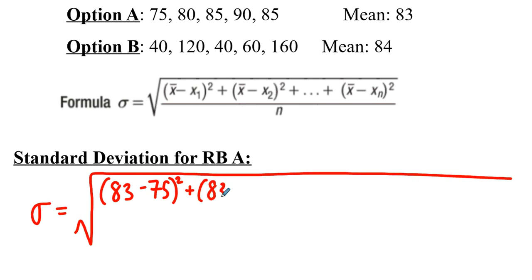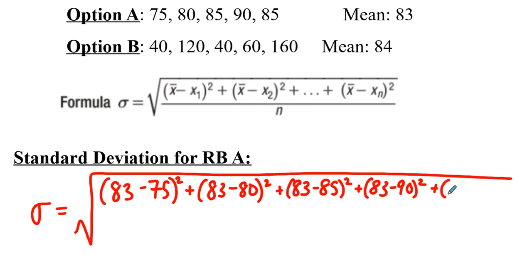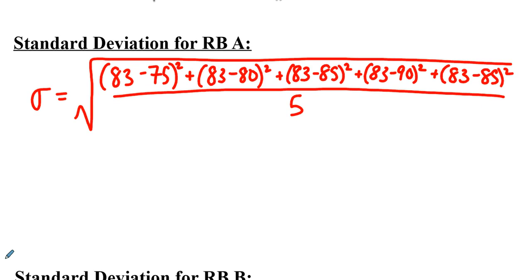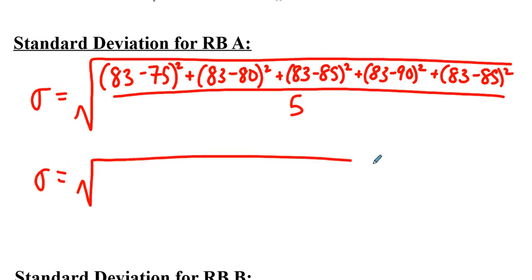Then 83 minus the second one, which is 80, and then I square it. Plus 83 minus 85. Square it. Plus the next one, 83 minus 90. Square it. Plus the last one, 83 minus 85. Square it. And then I need to divide by how many points? Well, there were 1, 2, 3, 4, 5. So I divide by 5.